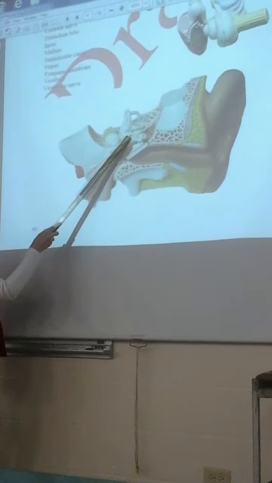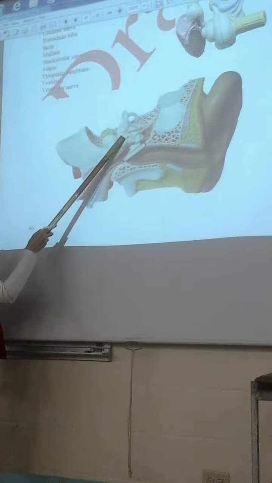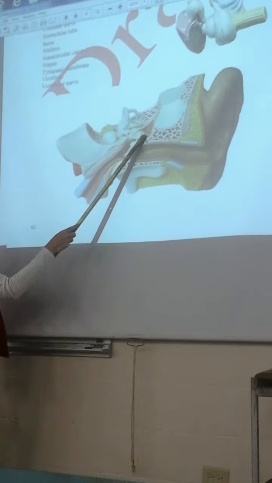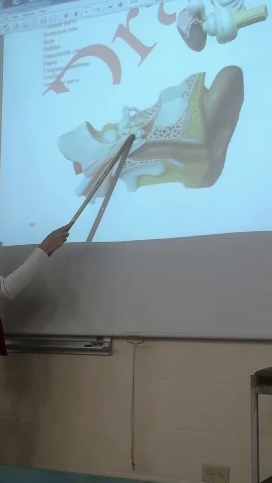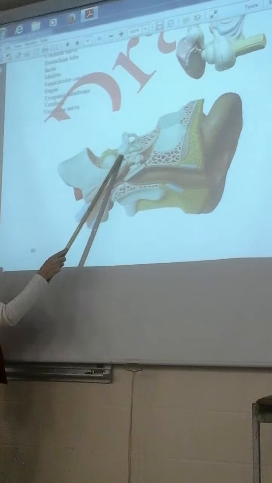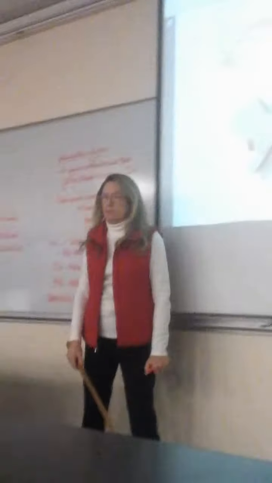Okay, now, can you see that the stapes is right here? So the malleus vibrates against the incus, which vibrates against the stapes, and the stapes is going to vibrate against this membrane right here, and that's called the vestibule.